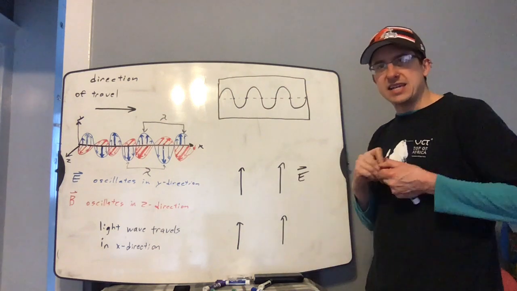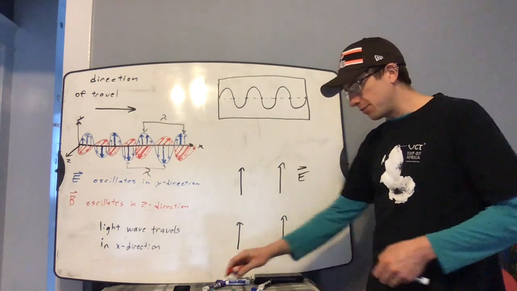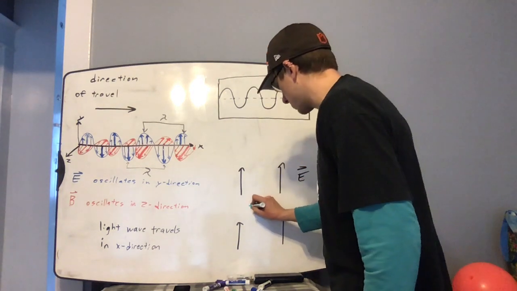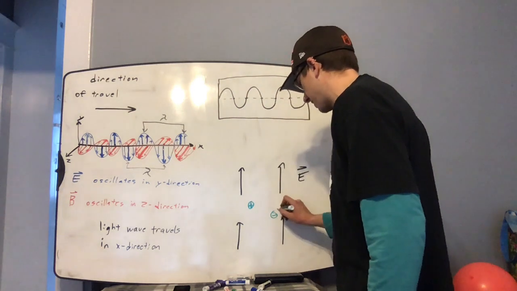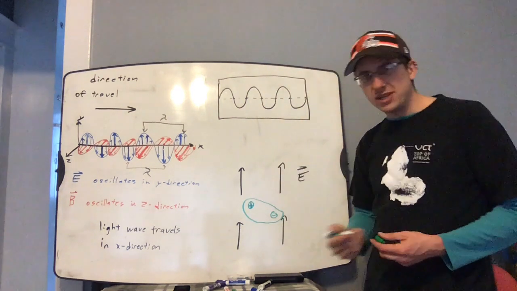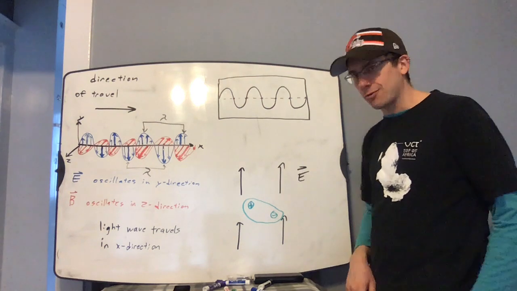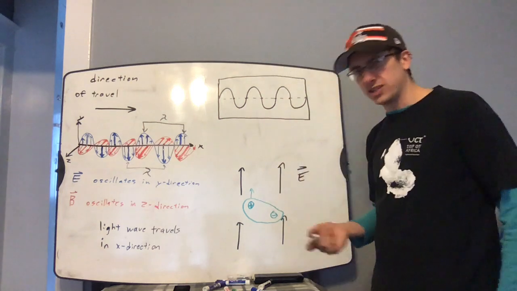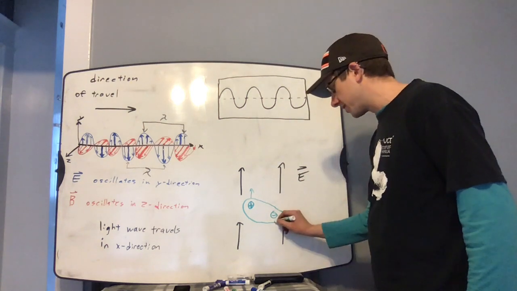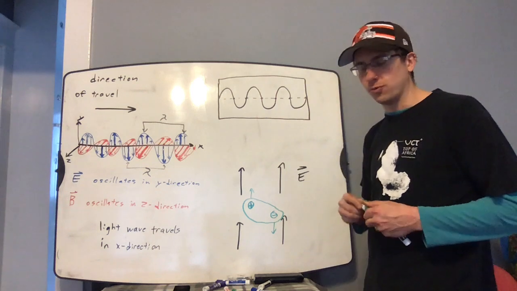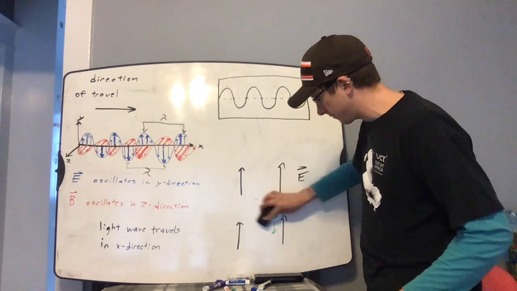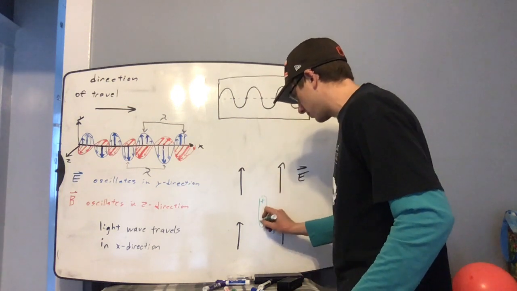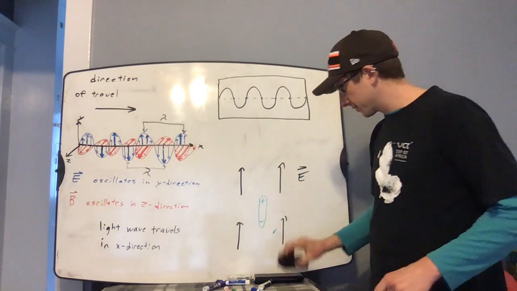If I place a dipole in the electric field, a dipole is a molecule with a positive and a negative side. So here's a dipole, here's the positive side of the molecule, here's the negative side of the molecule. If I place the molecule like this into that background electric field, the positive side of the molecule is going to be pulled in the direction of the electric field. The negative side of the molecule will be pulled opposite the direction of the electric field. And as a result, the molecule will tend to align with the direction of the electric field.